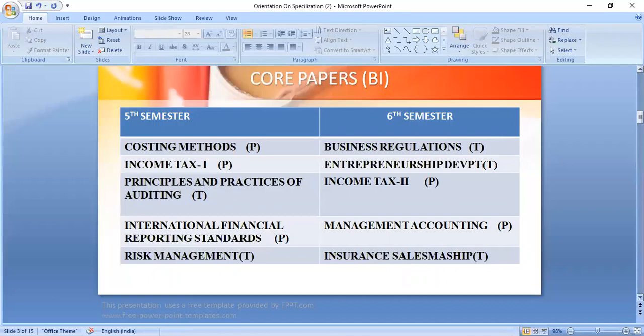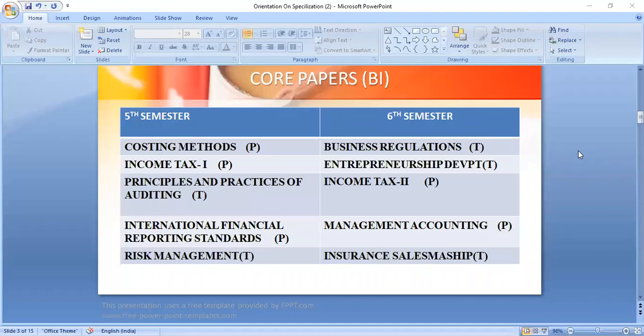So whatever Ms. Sharmila took you through are the core papers, in the sense that whether you are a banking student or finance student or marketing student, you will learn these core papers. All the 4 sections of students will learn these mandatory papers called the core papers. However, when compared to BCom General, BCom BI students, you will have a small change in the core papers. If you see costing methods in the 5th semester, costing methods, income tax 1, IFRS, that is International Financial Reporting Standards.